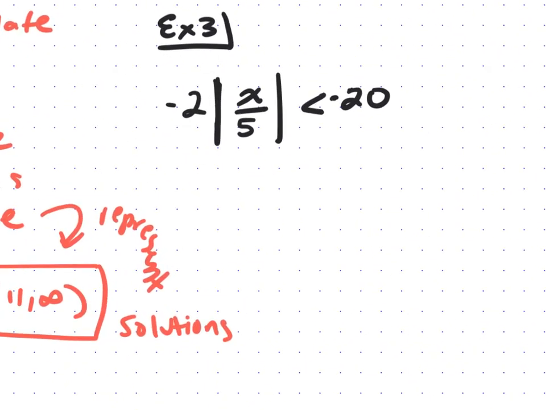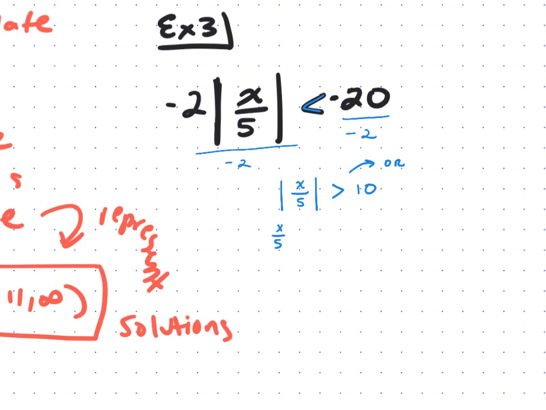On this one, the absolute value is x divided by 5. That's fine. I'm going to start by dividing by -2. And I included this example because here I am dividing by a negative. So that's going to change this to greater than +10. So now I look at it, it's greater than. It is still an or problem, even though it looked like it was going to be a less than problem. It's still greater, so it's an or.